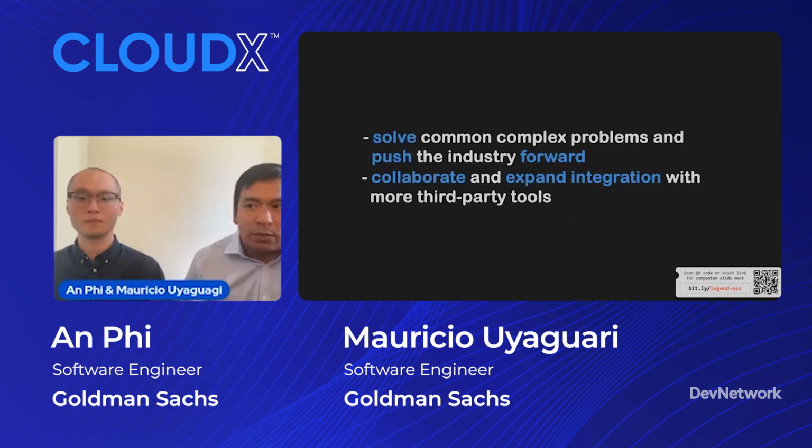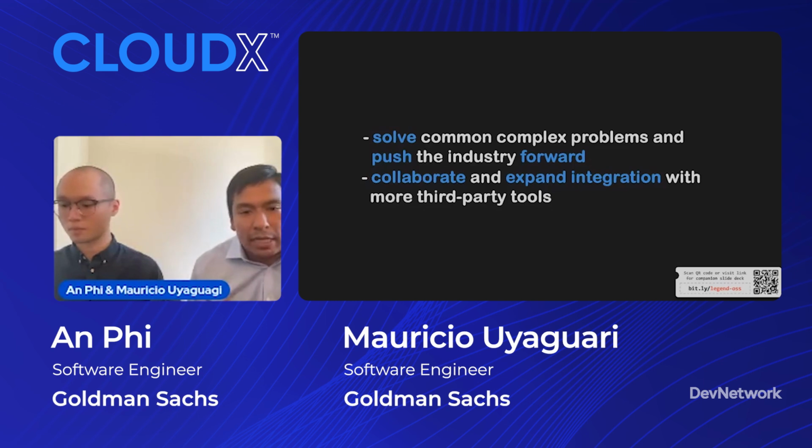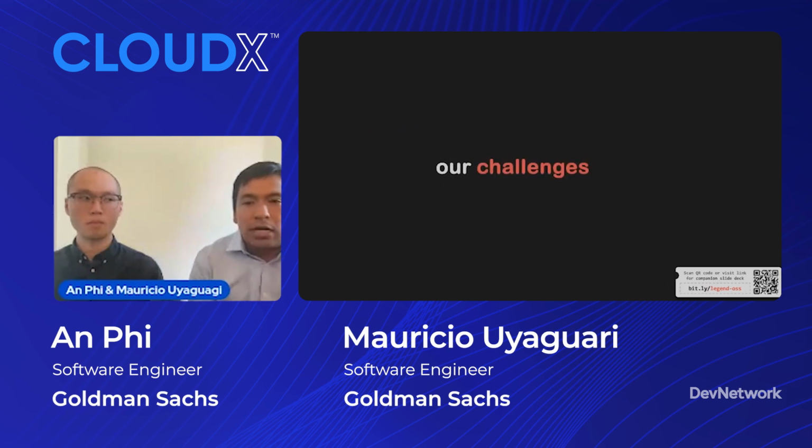So now back to our purpose. What was our purpose in open sourcing Legend? Our purpose was we thought that Legend could solve many complex problems in the finance industry, and we wanted to help push the industry forward. We also wanted to create an ethos of collaboration within the finance industry and use Legend to interact with more third-party tools. So before open sourcing, we figured we had a lot of challenges.